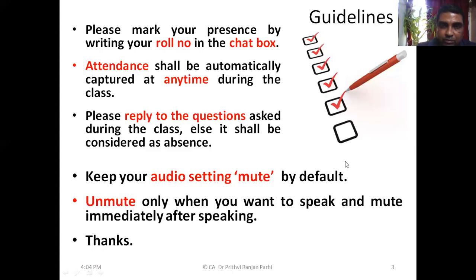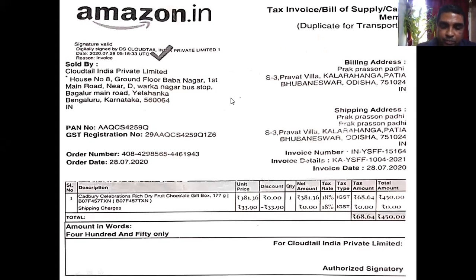So, friends, we'll start our learning on accounting aspects of GST today. Let me go for screen sharing. Give me a minute. Screen is visible to you? Yes, sir, visible.